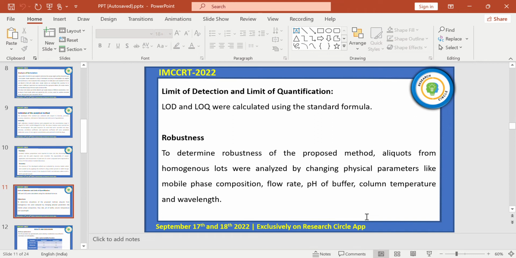Next parameter validated was robustness. To determine the robustness of the proposed method, aliquots from homogeneous lots were analyzed by varying the physical parameters like mobile phase composition, flow rate, column temperature, pH of buffer and wavelength.